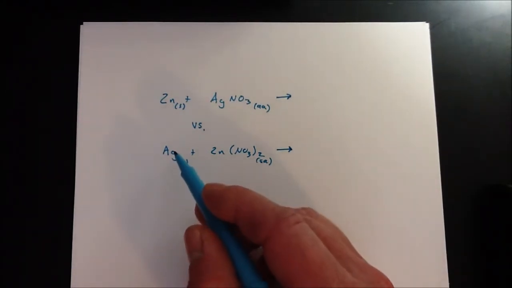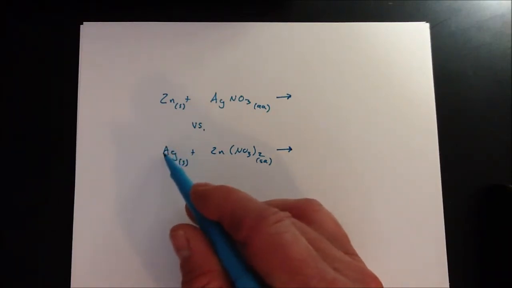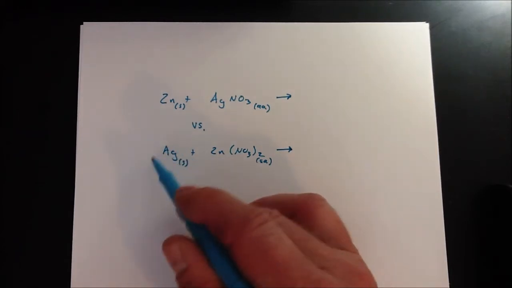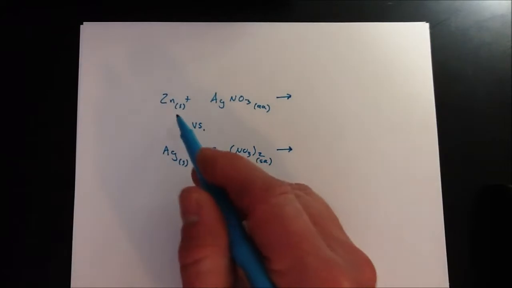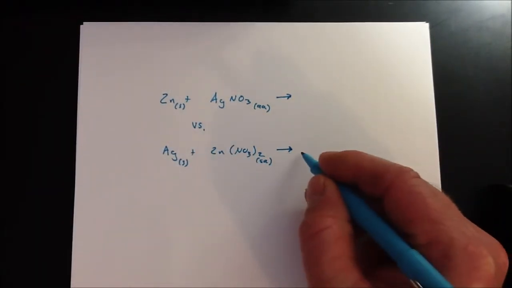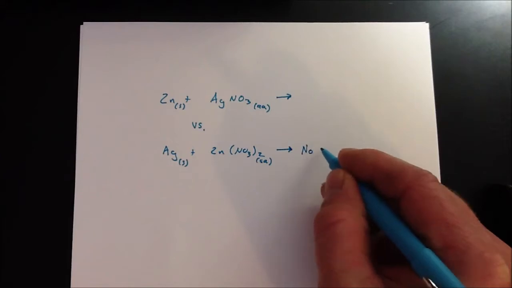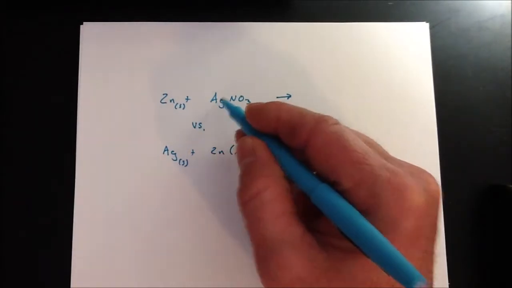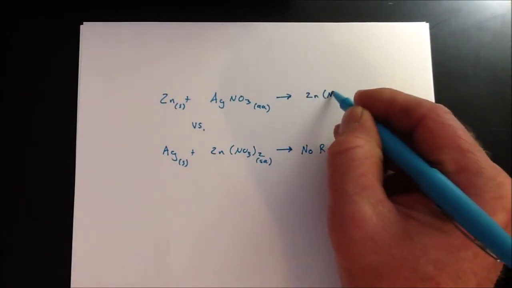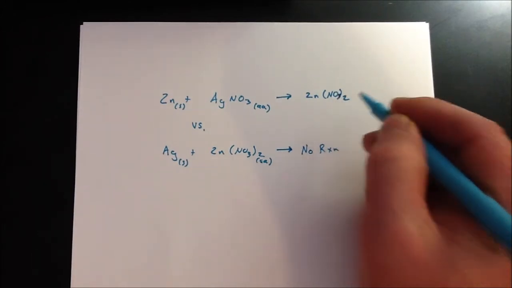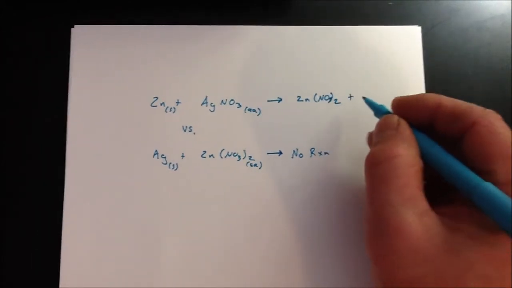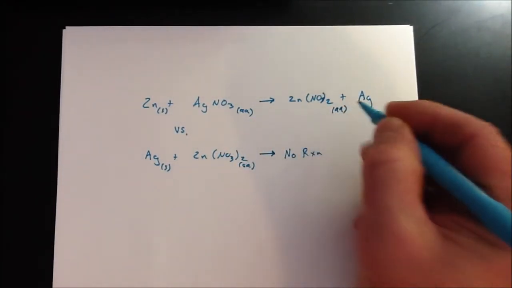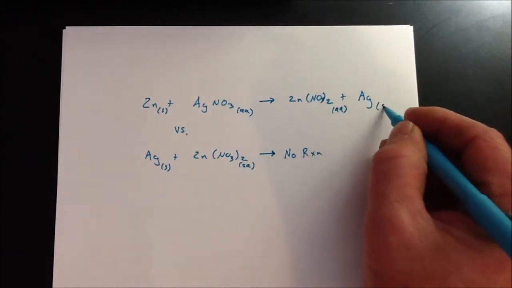And the answer to that is part of the reason why silver is a precious metal is it's not very reactive. So silver's low on the metal reactivity series, meaning it stays as a metal more so than what zinc does. So this bottom, under normal conditions, is not spontaneous. So we would say this bottom one does not react. On the other hand, this top one does. Zinc displaces the silver away, so zinc will form zinc nitrate and solid silver. So what we end up with is this aqueous solution of zinc nitrate and solid silver.